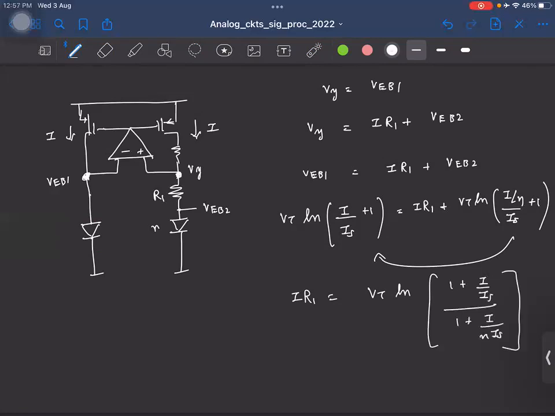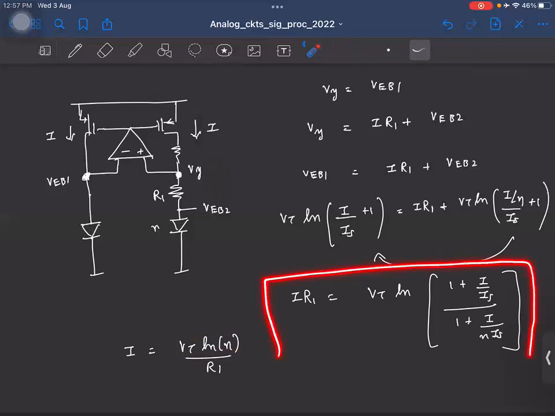right? Now, if we know that the diodes are forward biased, then you can ignore this one, and you will get the solution. What is the solution for I? VT ln n by R1. Fine. I mean, that's what we had earlier, right? So the current here is the PTAT current, which is the PTAT voltage divided by the resistance. Okay. Now, can you stare at this equation we have?